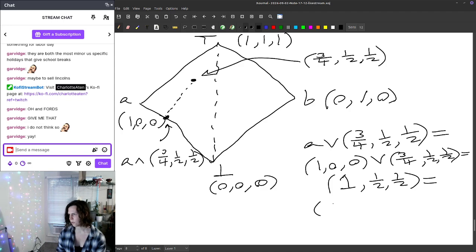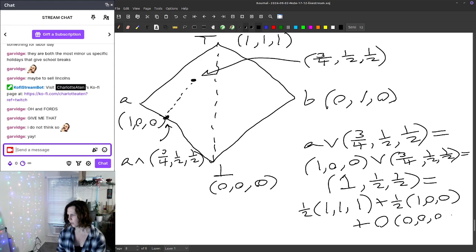let's see, so what do I want? I would want 1/2 times 1, 1, 1 to get the 1/2 on each of the components, and then I would want another 1/2 just on 1, 0, 0, and then finally I would not have anything else, and so I'd have 0 times 0, 0, 0. That's the thing that's halfway between our A and our top element, and that's like here.